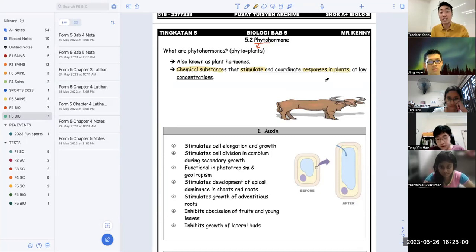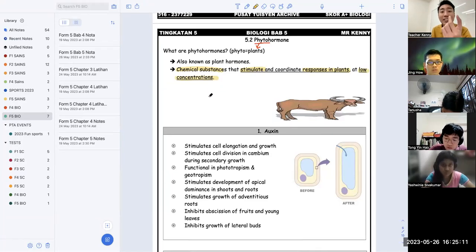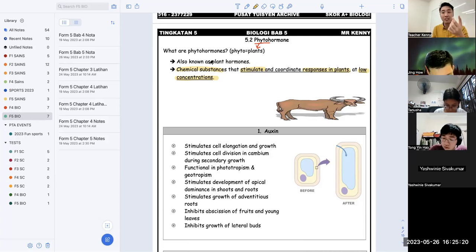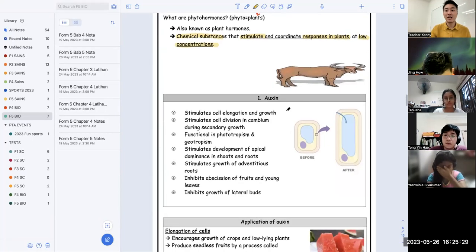Teacher, I skipped the word coordinate. It's fine. But you must have the words stimulate response in plants. Remember, students, at low concentration. Just like human hormones, you just need a little bit. If you give too much, it will go the negative way. So remember everything in small amount. Hormones especially, low concentration. Make sure you know this keyword. Understand?